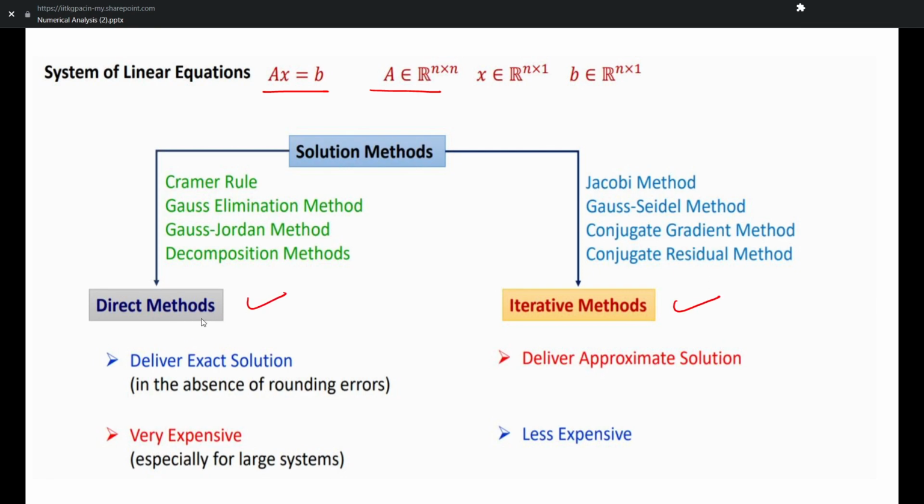Important points about direct methods are that they deliver the exact solution in the absence of rounding errors, and they are very expensive when we deal with large systems. For iterative methods, they deliver approximate solutions and they are less expensive while dealing with large systems. In this chapter, we will discuss the Jacobi method and the Gauss-Seidel method.